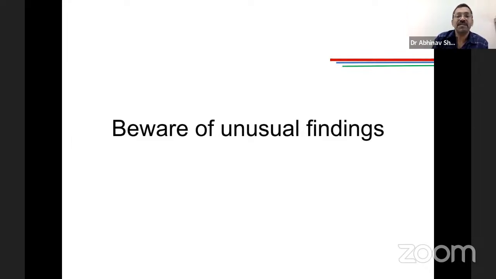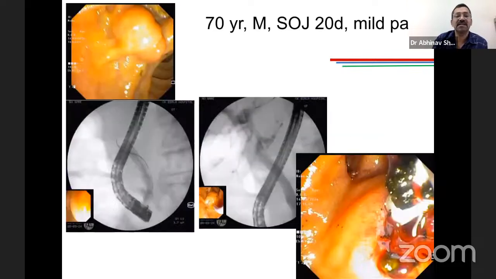And we should also be aware of unusual findings. Sometimes we just keep on focusing on the CBD stone and we may miss something very important. Like this case, I did this case only last week. This patient presented with obstructive jaundice of 20 days and mild pain.